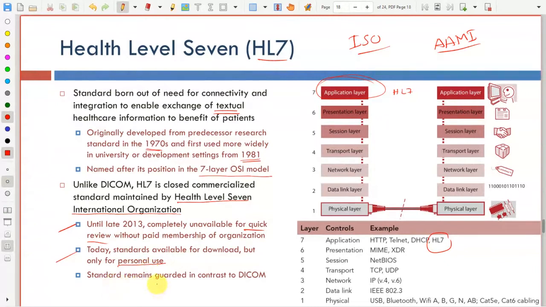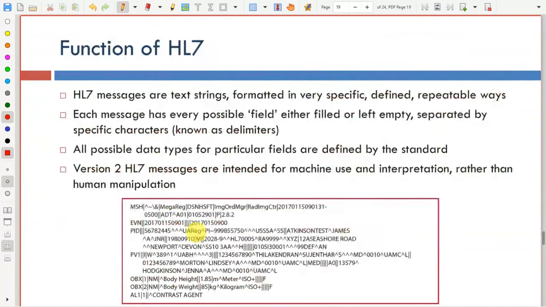And therefore, the standard remains guarded, in contrast to the DICOM standard. Guarded means that if you infringe on the copyright of this standard, this organization will probably sue you for it, okay? Closely guarded means it's copyrighted material, and whenever somebody uses it in a way different from what is allowed, they can be prosecuted. So it's a very different way of thinking from the DICOM standard.